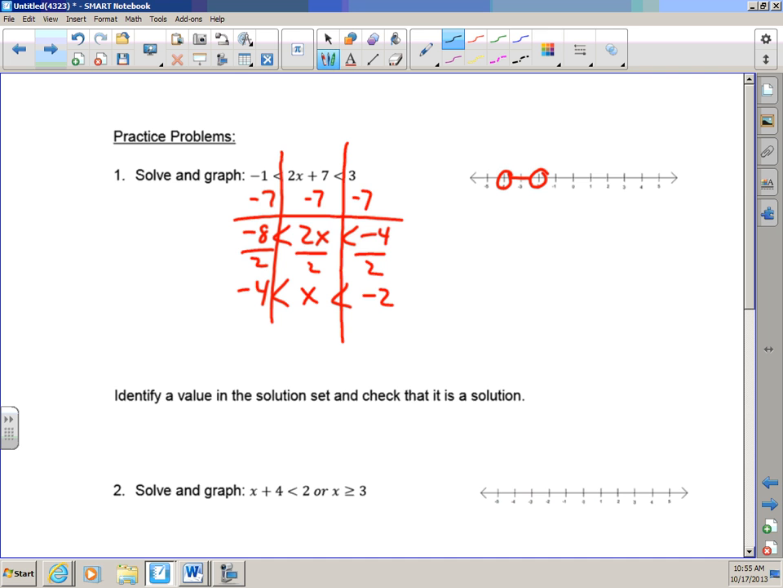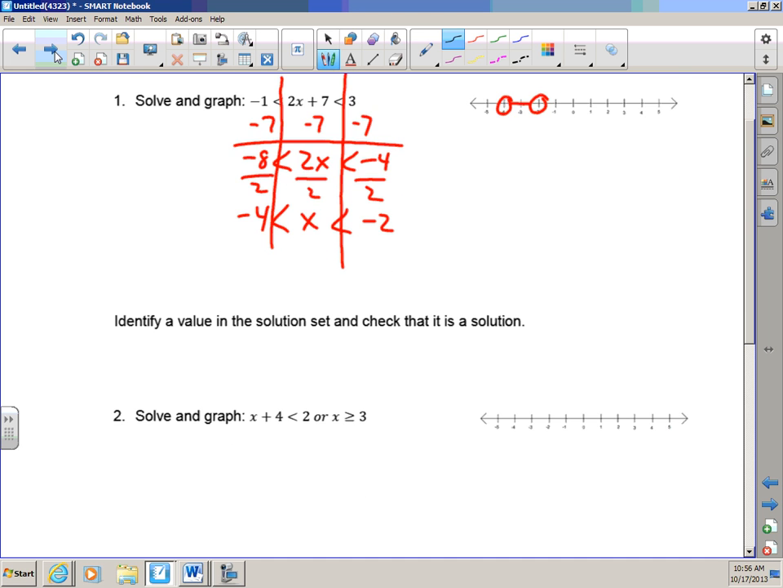And check it. Well, there technically in math are an infinite number of solutions because there's an infinite number of numbers between two numbers on a number line. But we want to stick with integers if we can. And we see that negative 3 is a solution. How do I check that?